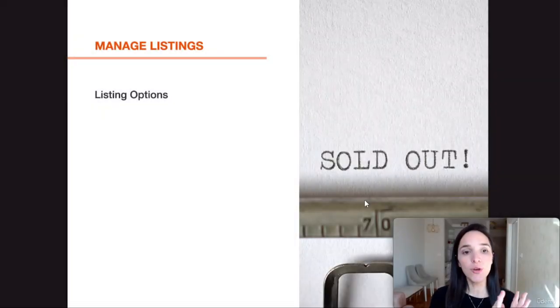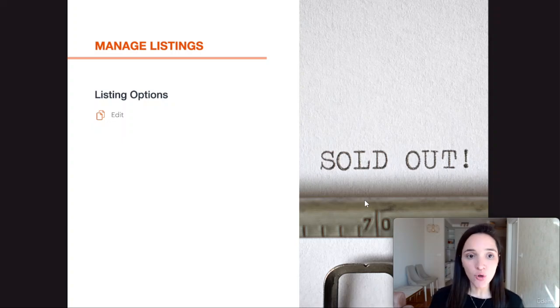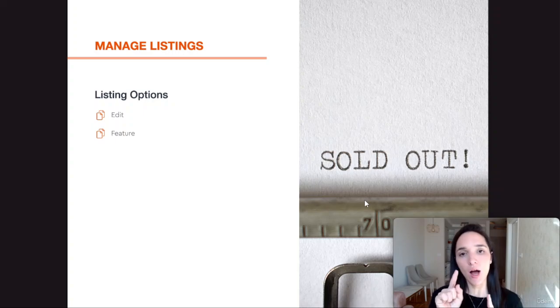So I wanted to point out a few listing options that you have when you're managing your listings. So first, obviously, you can edit them, you can duplicate them to create new ones, you can change the text, the images, the inventory, anything that you need to. You can also feature them. So if you click on the star, it's going to show the customers, when they visit your shop storefront, your featured items. So you can quickly choose the ones that you want to feature.